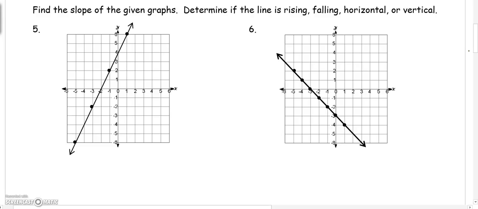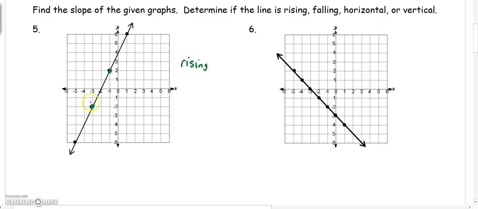So in number 5, I can look at my line right away and I can see that my line is increasing from left to right. Because my line is increasing from left to right, that means my line is rising. When I go to find the slope, I can pick any 2 points on the line. So I can pick the first, second, third, or fourth. I'm going to pick the second and the third just because they're more in the middle.